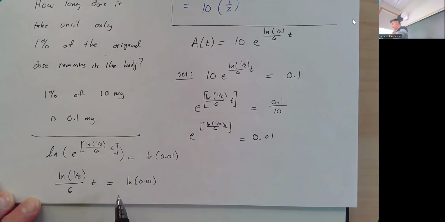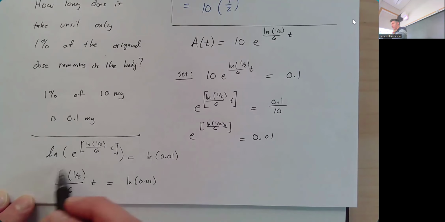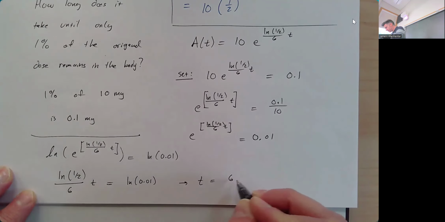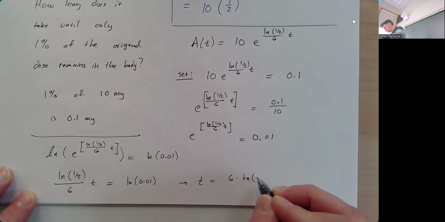Finally here, I would prefer to write my answer not as the natural log of 0.01 divided by this whole mess here. I would multiply both sides by 6 and divide both sides by the natural log of 1/2.